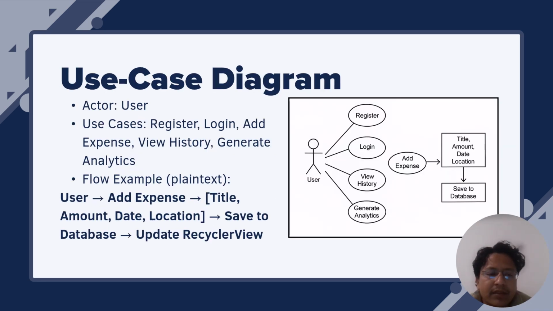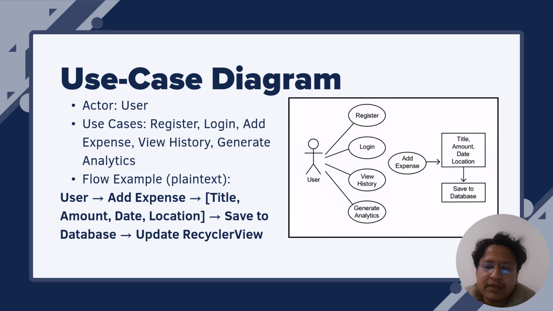Use case diagram. Actor and use cases: register, login, add expense, view history, generate analysis. The diagram captures personal expense interactions. The user, our sole actor, registers, logs in, adds expenses and views analysis. Each use case mirrors real-world budget tasks. For example, when adding an expense, the user provides a title, amount, date, and location.